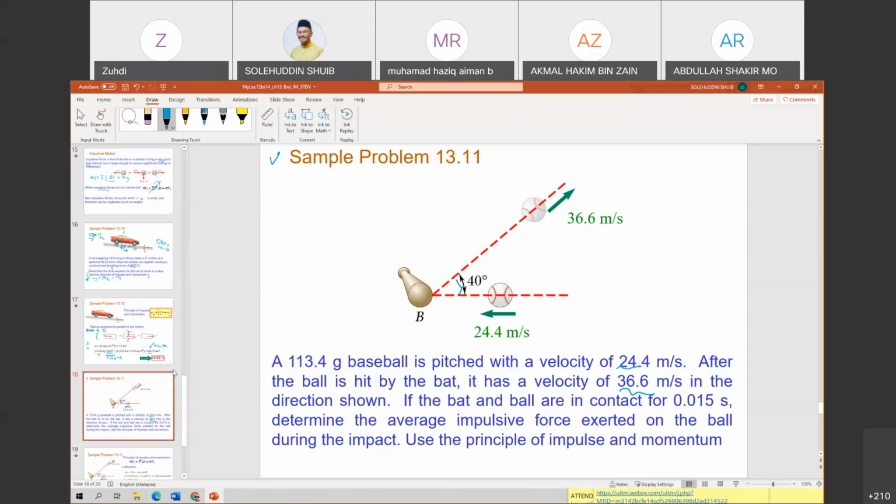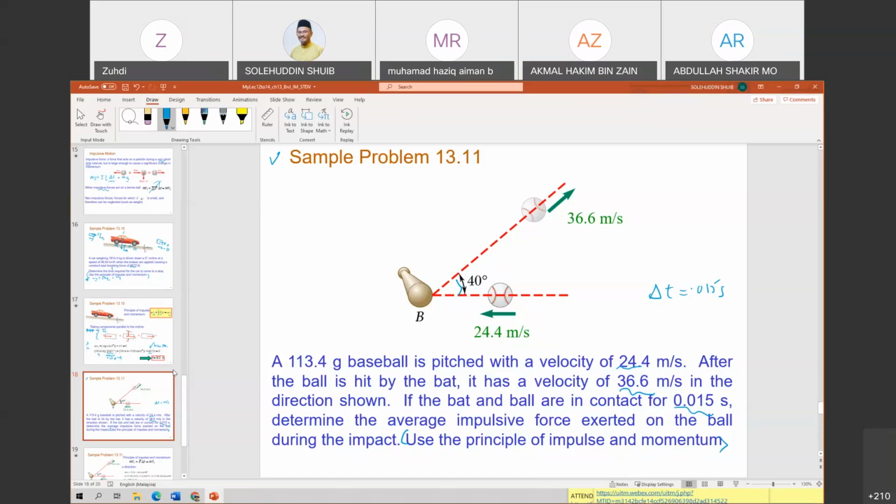What other information we know here is the bat and the ball are in contact for a very short period of time, which is 0.015 second. So the question asked here is to find the average impulsive force exerted on the ball during the impact. Again we use the principle of impulse and momentum.